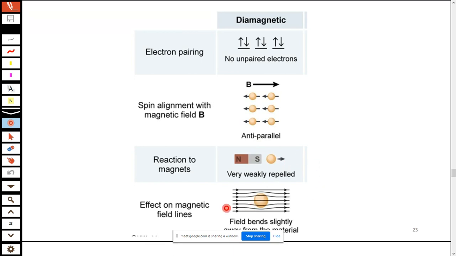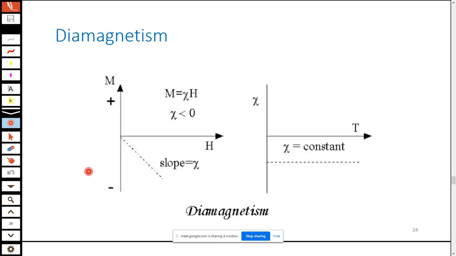Okay, and how should the field lines look? Typically, if you have a non-magnetic material, magnetic field lines should go just straight, but here you see a little bit of bending of the field lines due to the diamagnetic properties of the material. We always talk about this M and H, and also susceptibility. When we want to compare diamagnetic, paramagnetic or ferromagnetic materials, we have to compare M versus H, or the susceptibility versus temperature.